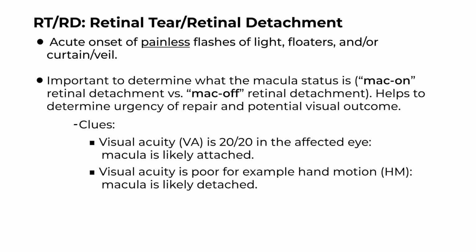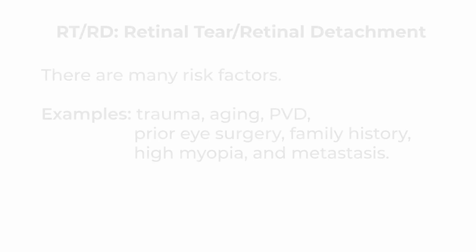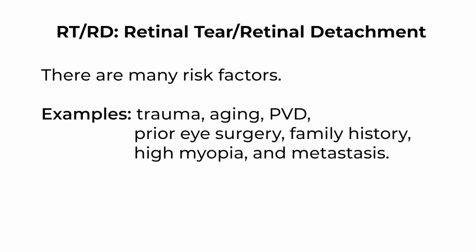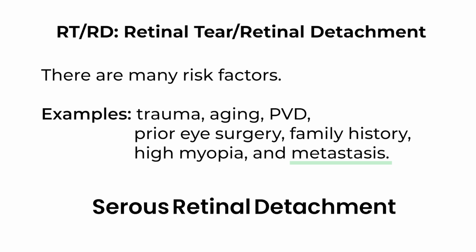They may just have a couple new floaters, but they fit in the demographics of an acute posterior vitreous detachment, a PVD, which can put somebody at risk for a retinal tear or detachment. Or they could just have a couple new floaters and they do have retinal pathology, or they may not. And it's just floaters that they're noticing, and it's a normal process of aging. Risk factors include trauma, aging, a posterior vitreous detachment, prior eye surgery, family history, high myopia, and metastasis. So metastasis, just a quick comment, that can lead to a serous retinal detachment if there's cancer that spreads to the eye.